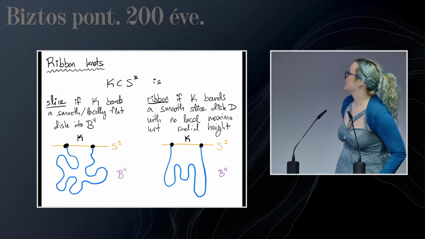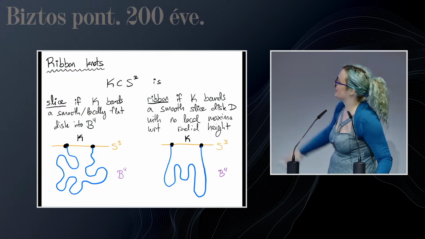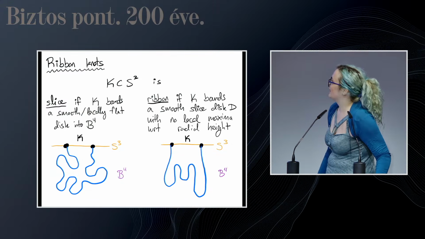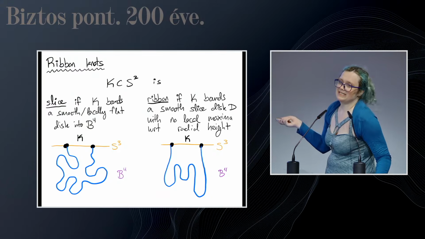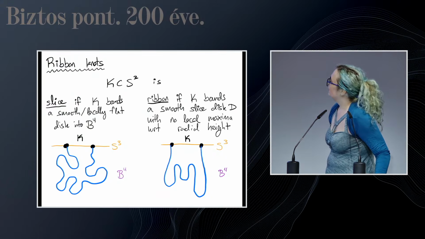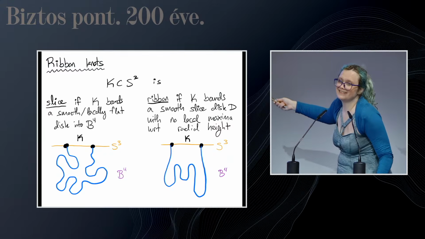So I always draw this picture when I'm giving a talk or teaching, because this is how I like to think of the schematic. The arbitrary slice disk is bad on the left, and the arbitrary ribbon disk is good on the right.